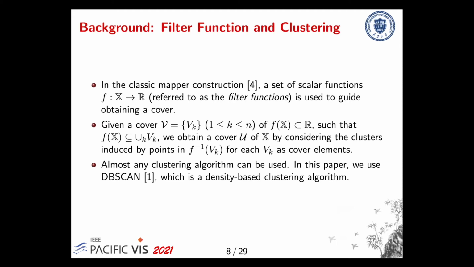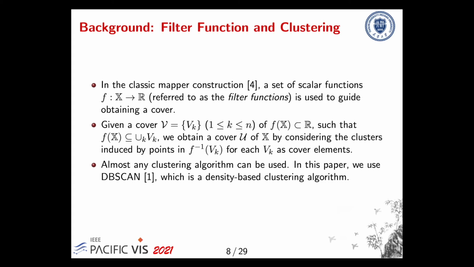In the classic mapper construction, a set of scalar functions, which are called filter functions, is used to guide obtaining a cover. Given a cover V of the scalar function, we can obtain a cover U of the point cloud, by considering the clusters induced by points that have function values belonging to each cover element Vi.